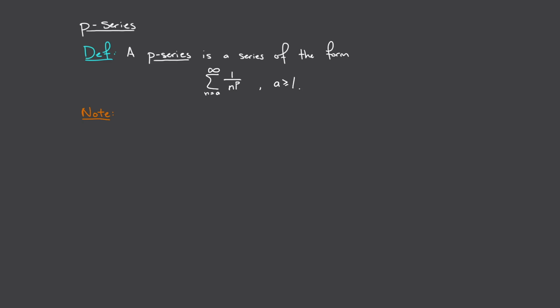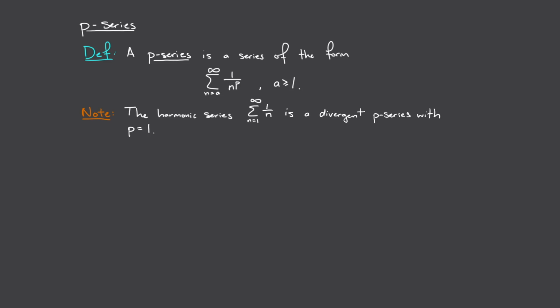Recall that we've actually seen an example of a p-series before, the harmonic series, which is the sum from n equals 1 to infinity of 1 over n. In this case, we have that p is equal to 1. In a previous lecture, we just stated that this series diverges, but we never really proved it. By the end of this lecture, we should be able to prove it for ourselves.